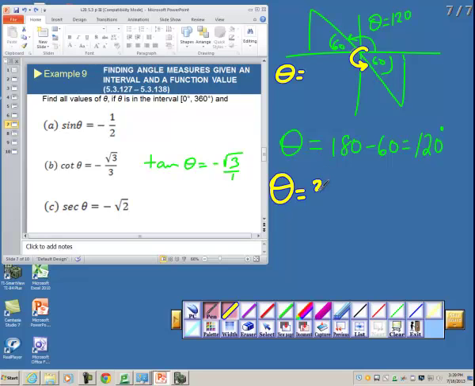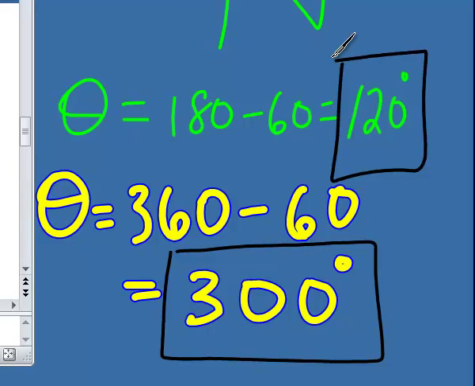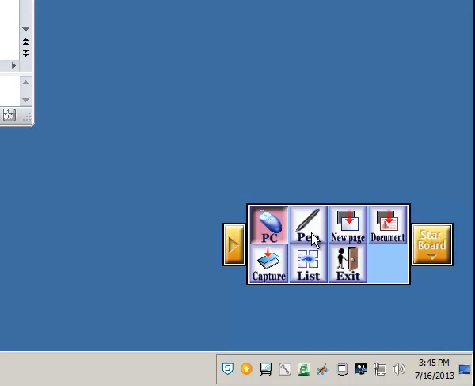Subtract from 360. Good. So that'd be 360 minus 60. And so our angle is 300. So we have two answers here. One of them is 300, and the other one is 120. Okay? So when you get your reciprocal identities, determine what the reciprocal is of that, and then come up with your angle. Okay? Let's try another one. Any questions with this one? All right, let's try another one.